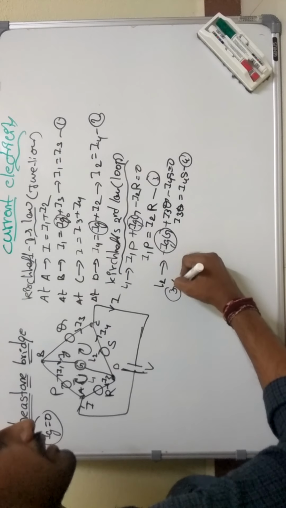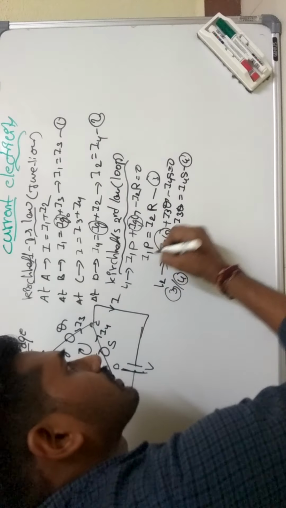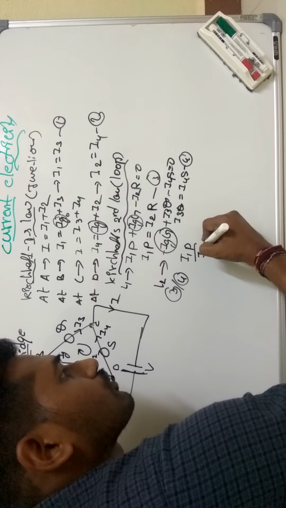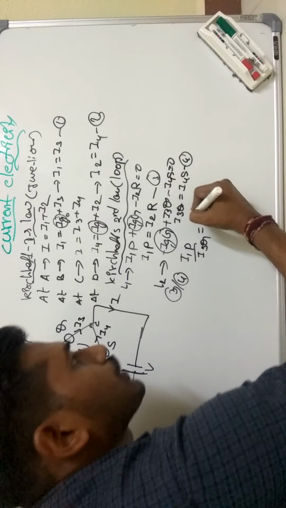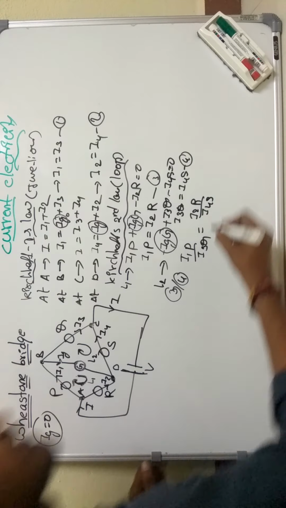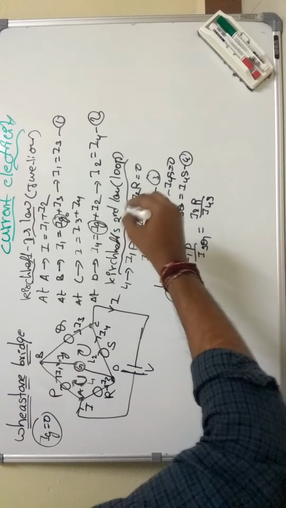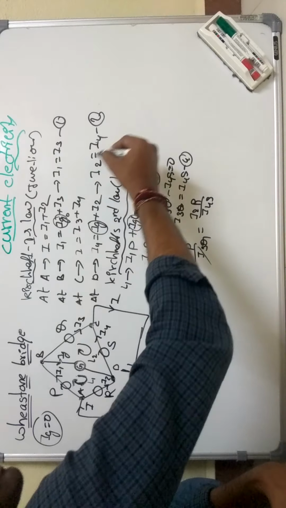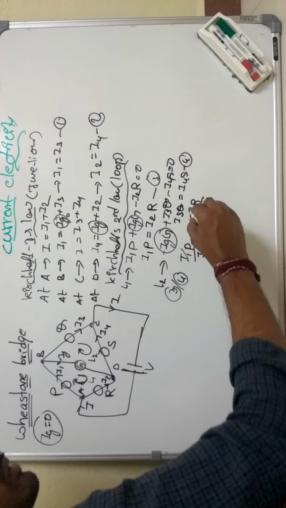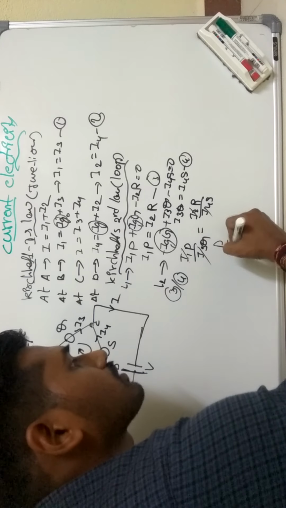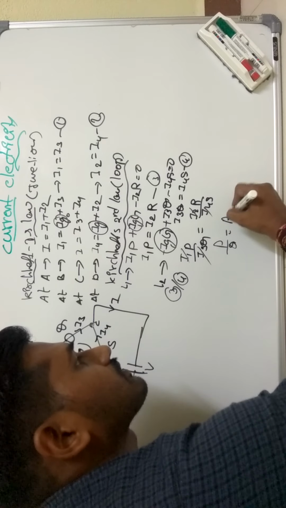Then divide equation 3 by equation 4. What is equation number 3? I1P divided by I3Q is equal to I2R divided by I4S. Here, see the first equation, I1 is equal to I3, so both get cancelled. According to the second equation, I2 is equal to I4, so I2 and I4 cancel each other. So what is the equation? P by Q is equal to R by S.